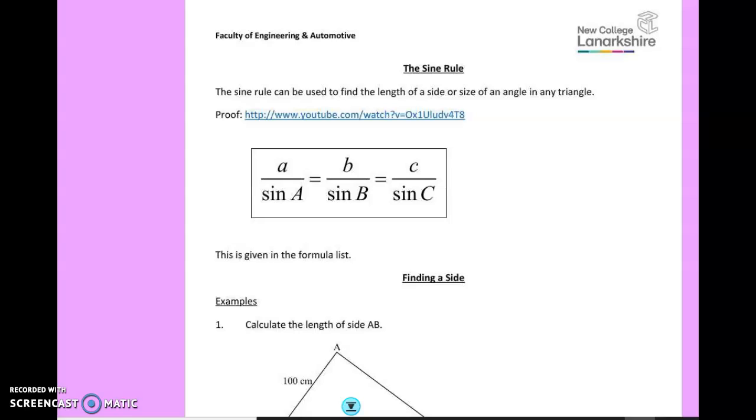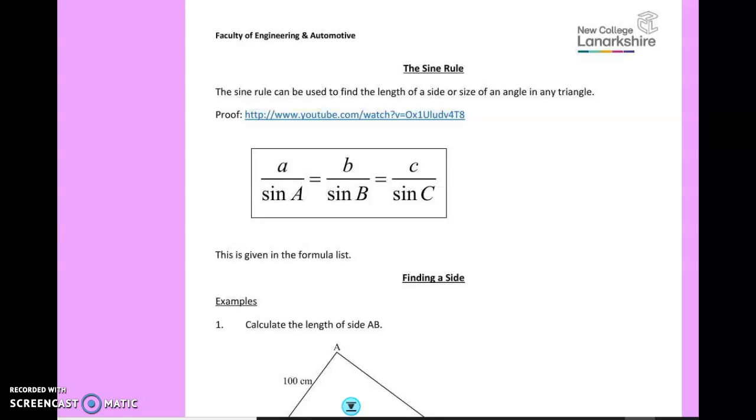Okay, we're going to have a look at the sine rule today. The sine rule is again given in your formula sheet, and it's really useful because you can use it to find the length of a side or the size of an angle in any triangle. It doesn't need to be a right-angled triangle anymore.